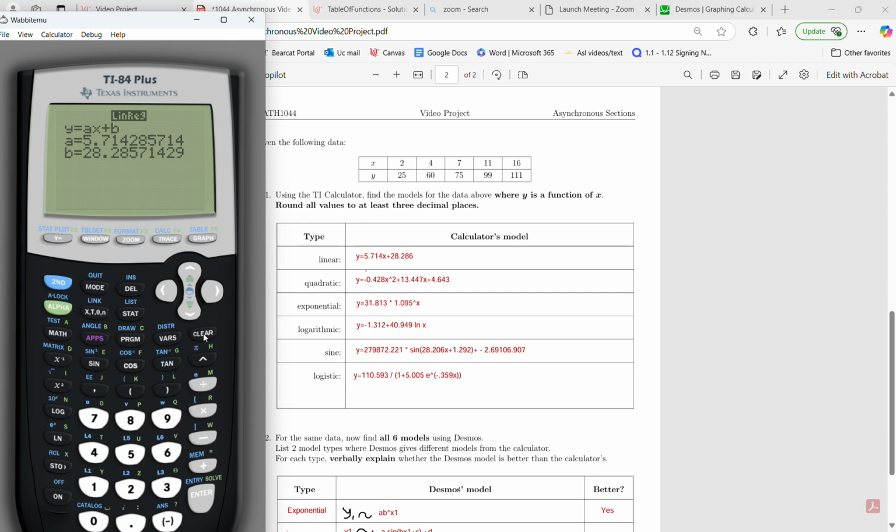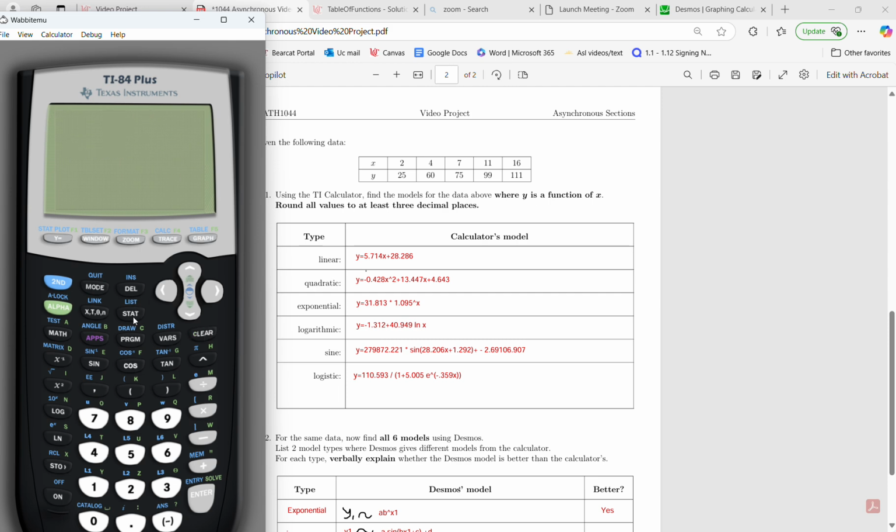So the next one is, go back to Stat, go back to Calc. Next one is quadratic. So we go down to QuadReg, click on that, press Calculate, and then it'll give you your numbers to form your equation. And pretty much it's going to keep using the numbers from the table to fill in your values.